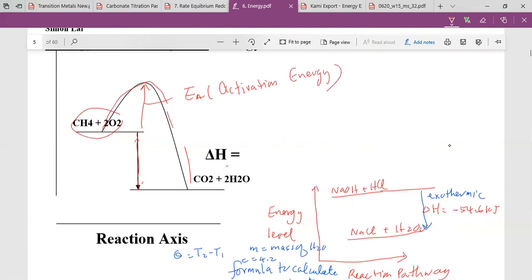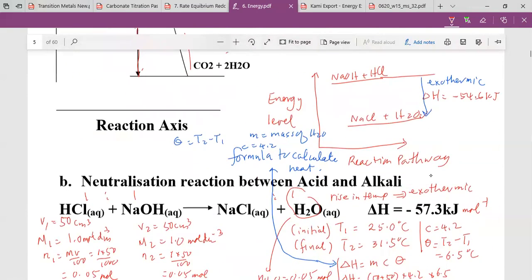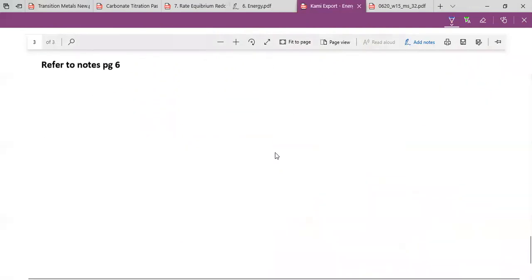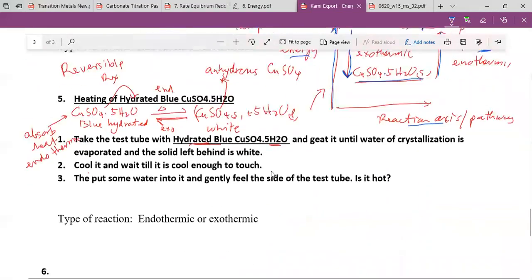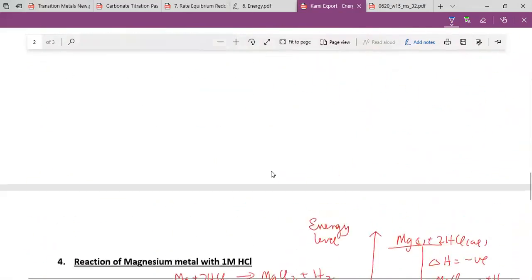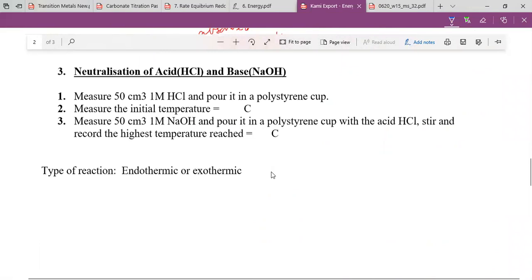Okay, now the other one, of course, is to calculate further. Now here is for this thing which some of you did. Neutralization, right? Acid and base reaction. You will find that the initial temperature may be room temperature, and here the temperature will rise, maybe to 35 or whatever. So again, it's exothermic because the temperature rises. So we're going to see how we can calculate this one here.